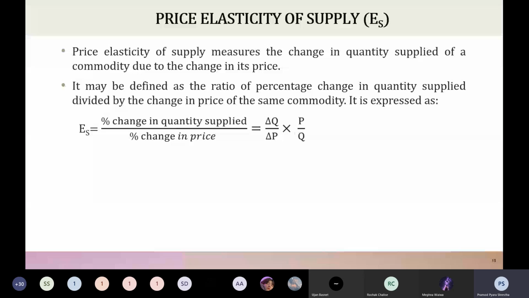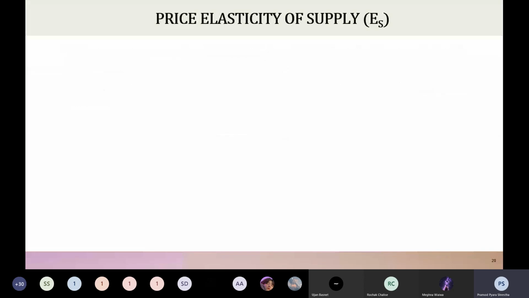And as with demand, there are 5 types of price elasticity of supply. They are perfectly elastic supply, perfectly inelastic supply, relatively elastic supply, relatively inelastic supply, and unitary elastic supply. So these are the 5 types of elasticity of supply. Before discussing the types of elasticity of supply, let's discuss this numerical example. Look at this example.